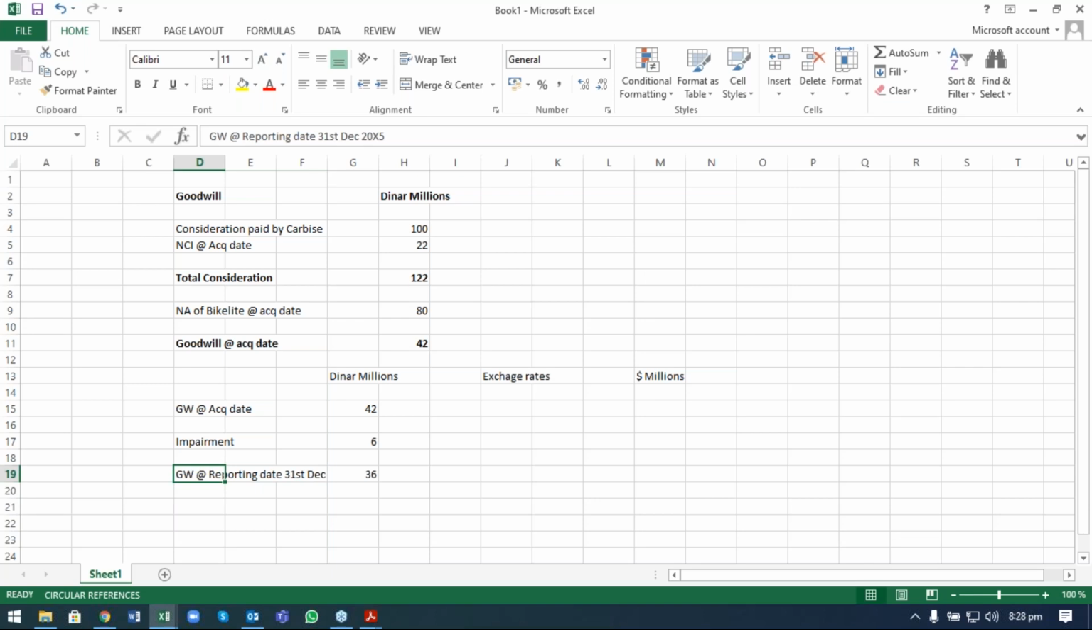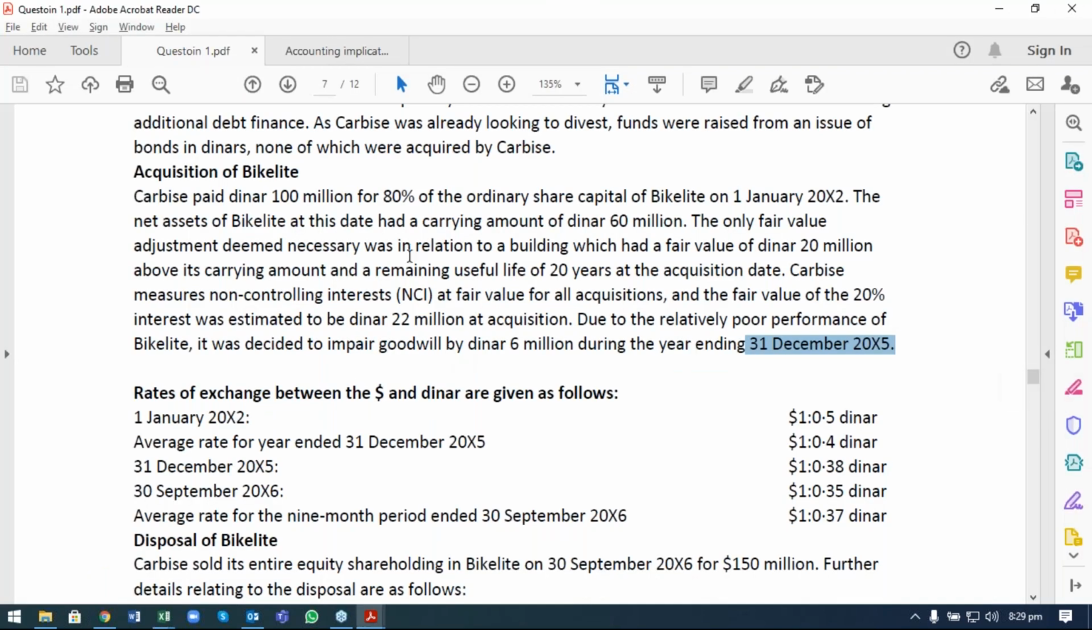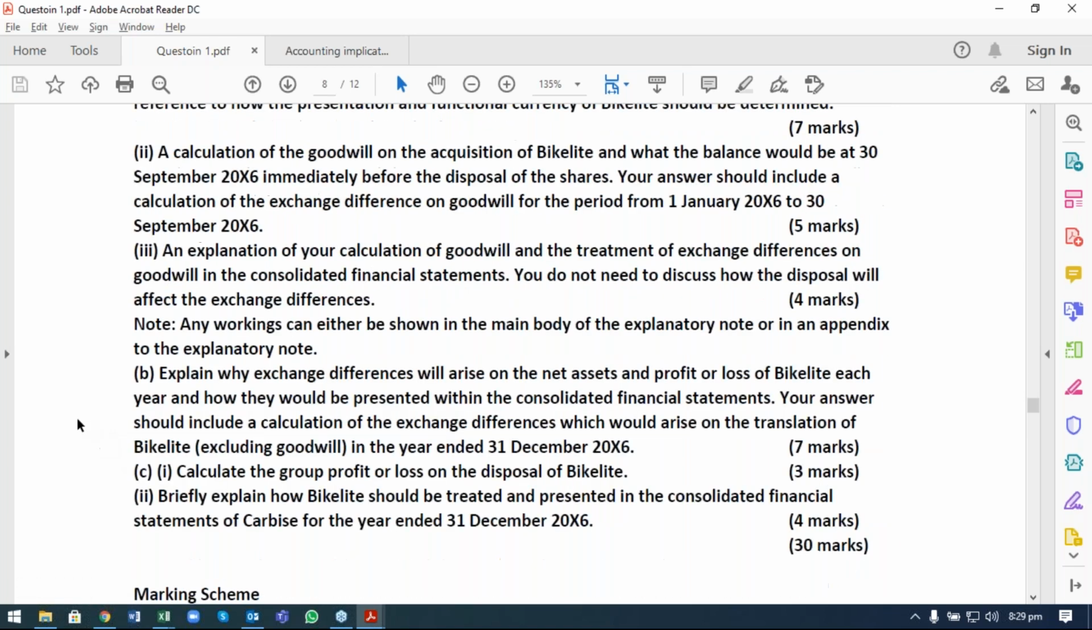First, I'll be looking into goodwill at 31st December 2005, and then I'll be looking into the goodwill value on the next date, which was when the subsidiary was disposed of on 30th September 2006. That would be the next step to calculate the foreign exchange gain losses. Why I'm doing so: because the examiner has told me you need to find out the foreign exchange gain losses on the goodwill from a period of 1st January 2006 to 30th September 2006.